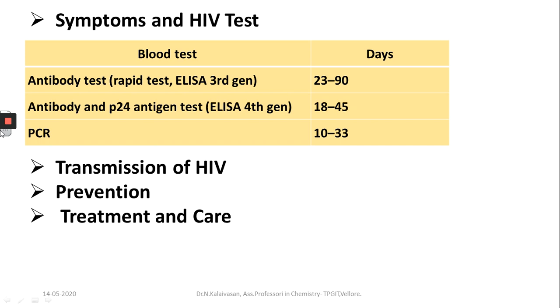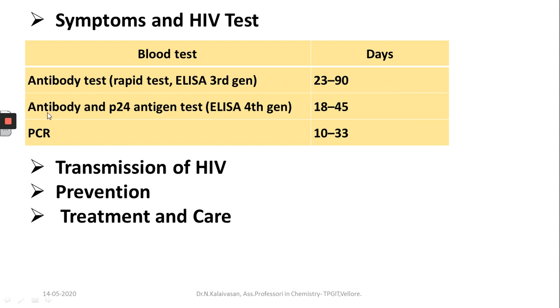So, what tests should be carried out to find HIV? There are different types of tests. Only through a blood test can we tell whether HIV is positive or negative. The first test is the antibody test, which can be a rapid test or the ELISA third generation test. It takes 23 to 90 days to get the result.